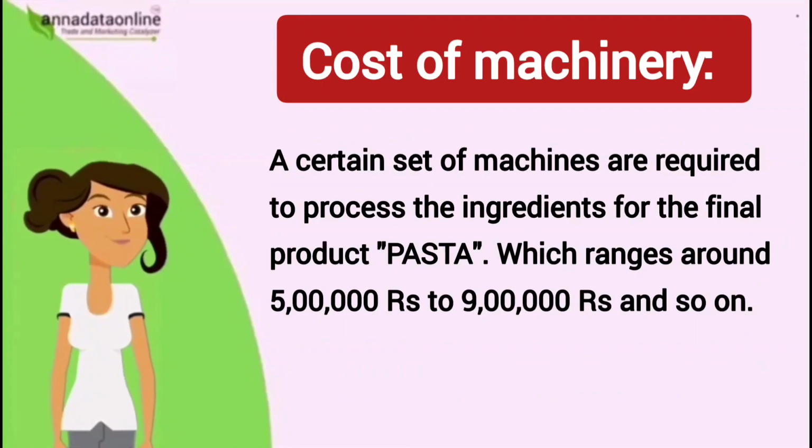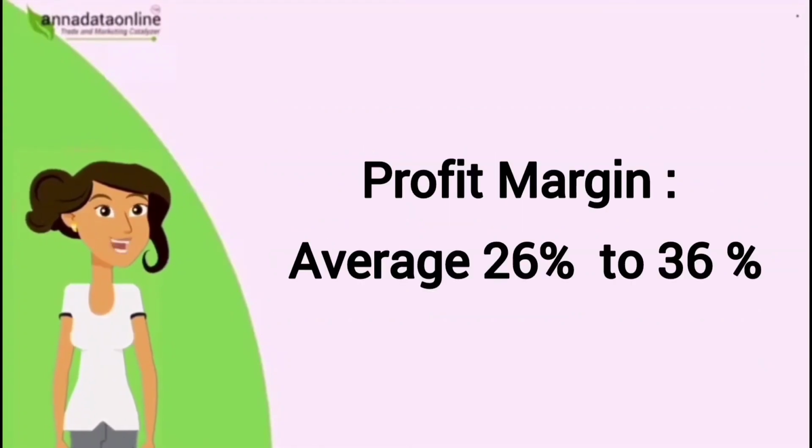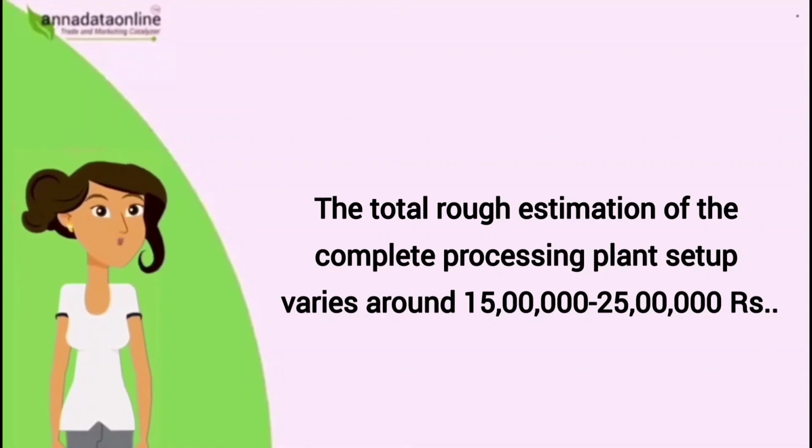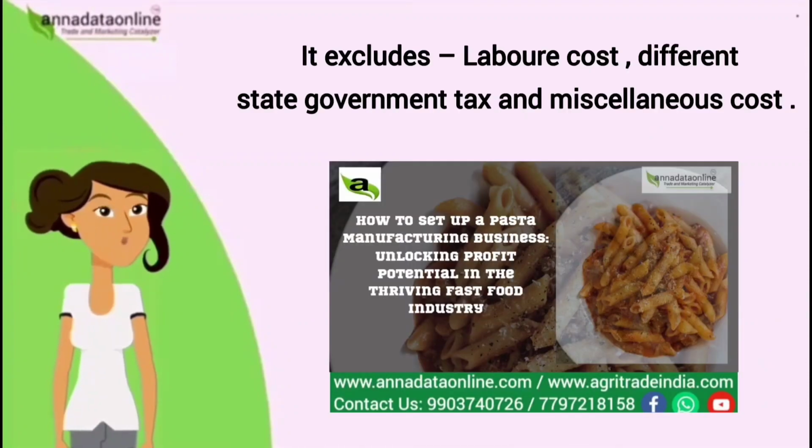Cost of machinery. A certain set of machines is required to process the ingredients into the final product, pasta, which ranges around 5 lakh rupees to 9 lakh rupees and so on. Profit margin, on average 26% to 36%. The total rough estimate of the complete processing plant setup varies around 15 lakh to 25 lakh rupees. It excludes labor cost, different state government taxes, and miscellaneous costs.